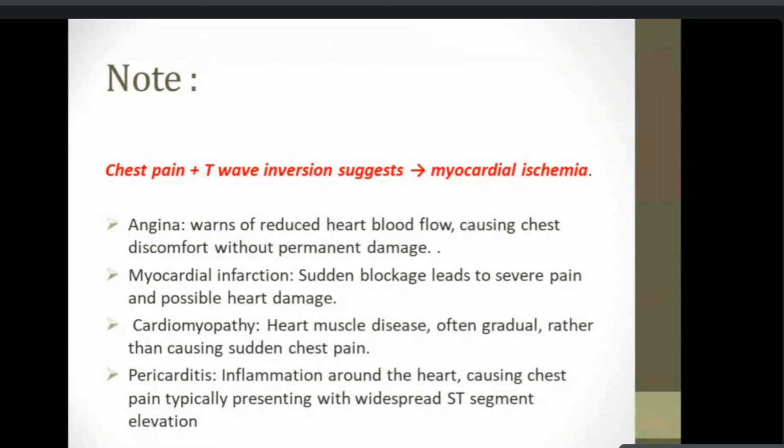Angina warns of reduced heart blood flow, causing chest discomfort without permanent damage. Myocardial infarction is true because we have a sudden blockage leading to severe pain and possible heart damage. Cardiomyopathy cannot be correct; it's a heart muscle disease, often gradual rather than causing sudden chest pain. Pericarditis, as the majority know, is an inflammation around the heart causing chest pain, typically presenting with widespread ST segment elevation.